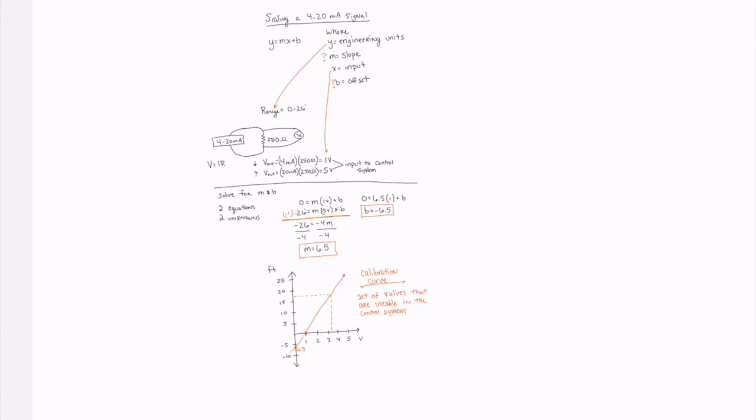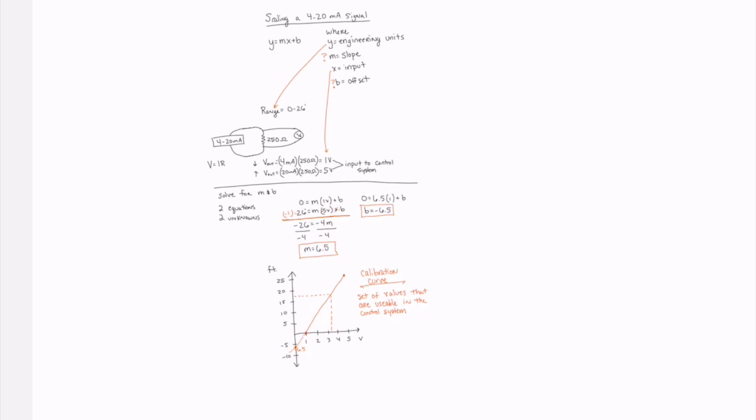Now that we know our variables, we can use two equations to solve for the two unknowns. Doing some simple math, we find that m equals 6.5 and b equals negative 6.5. Here I've graphed the engineering units on the y-axis in feet and the volts on the x-axis. And I've drawn the calibration curve according to the data. This calibration curve gives us a set of data points that will be useful in the control system.